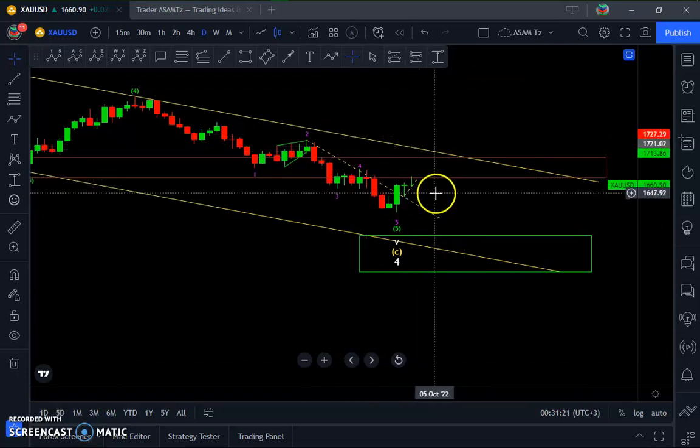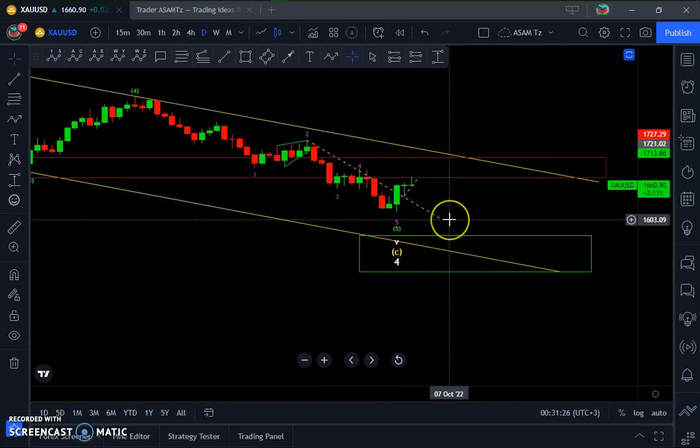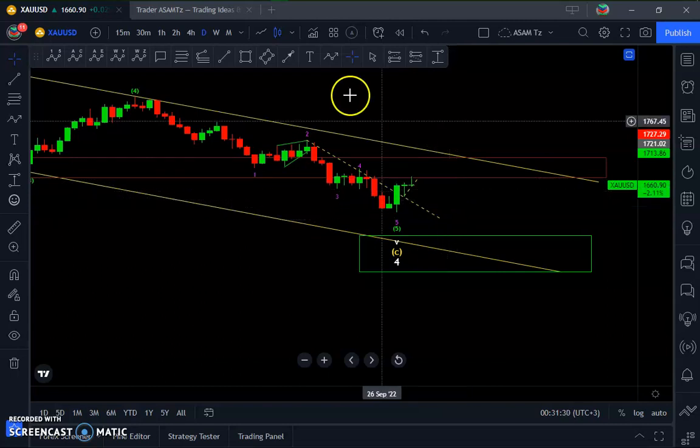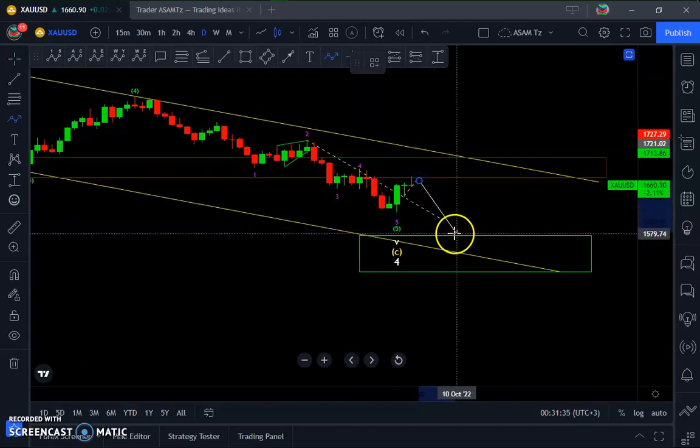So price has now retested the level, so it will keep on pushing to the downside. That is my bearish idea, and this bearish idea aligns with the idea that price is going to move down up to that particular level, a green box there.